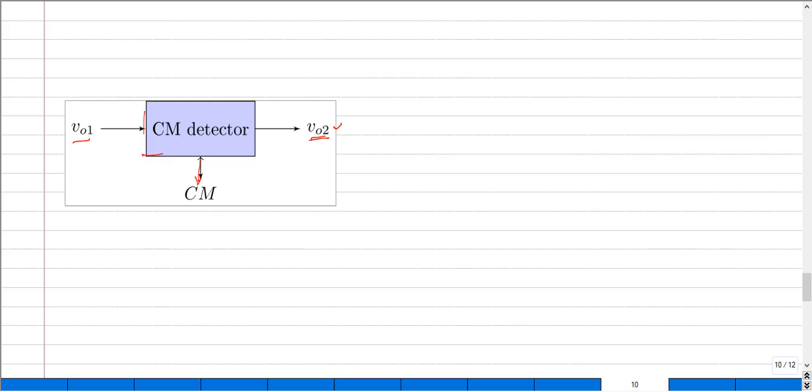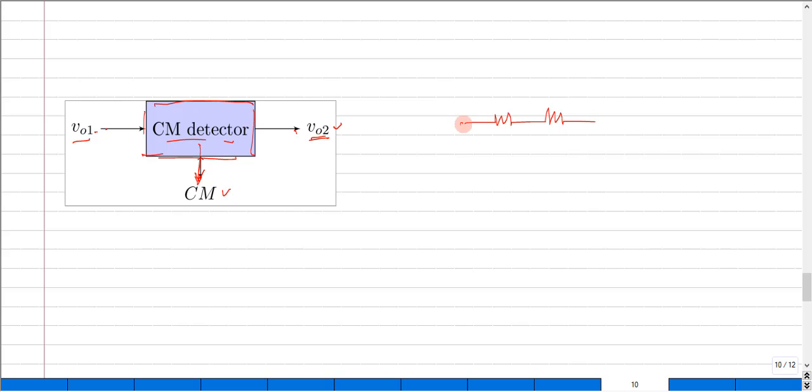So this common mode detector should extract only the common mode information from these two nodes, or try to filter out only the common mode voltage across it. A simple approach is to realize this common mode detector by making use of a simple resistive divider.